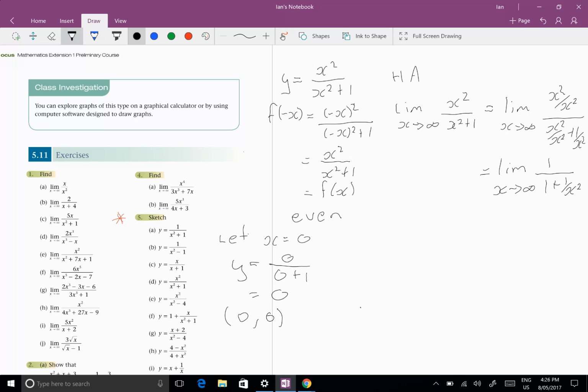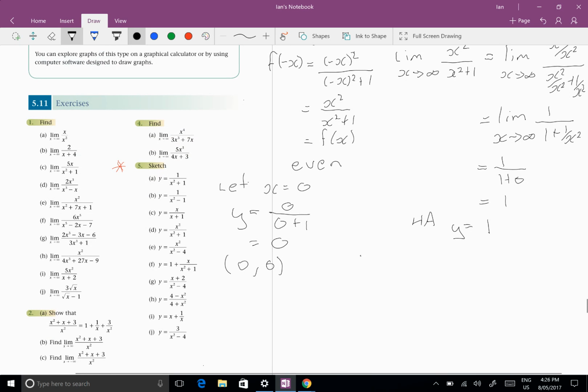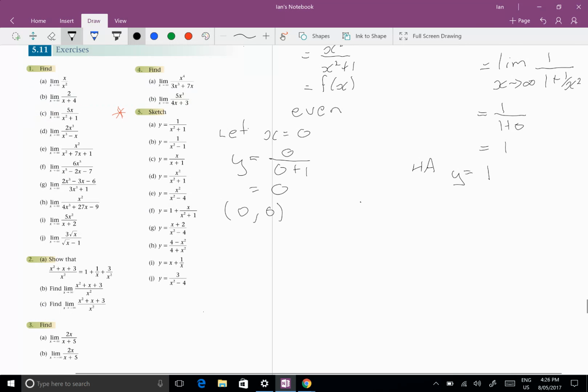Now realize we haven't changed anything. We've changed the expression, but we've rearranged it. We've rewritten the expression. We haven't changed it. So now the limit's going to equal 1 on 1 plus 0, which is 1. So I'm going to have a horizontal asymptote at y equals 1. All right, so now we're getting a bit of a better picture.